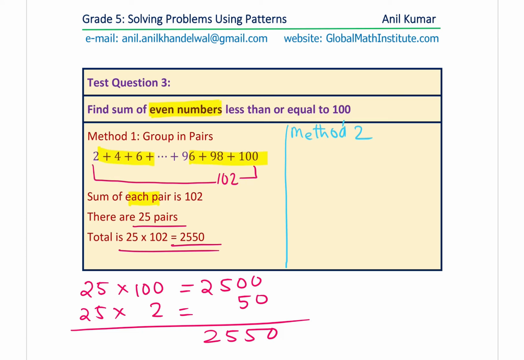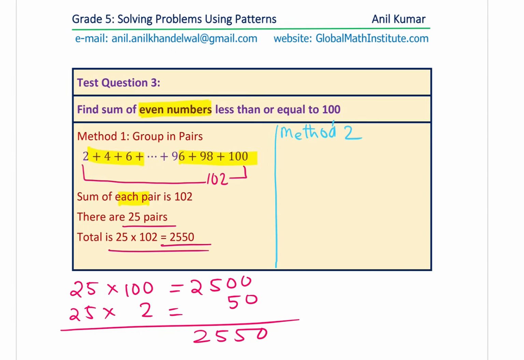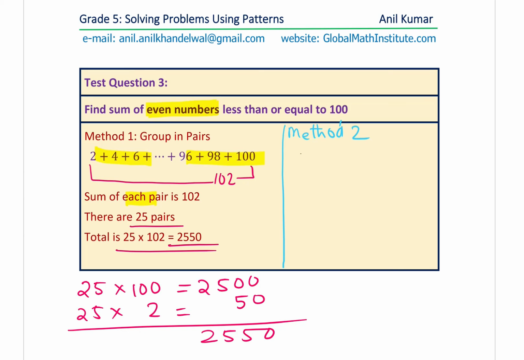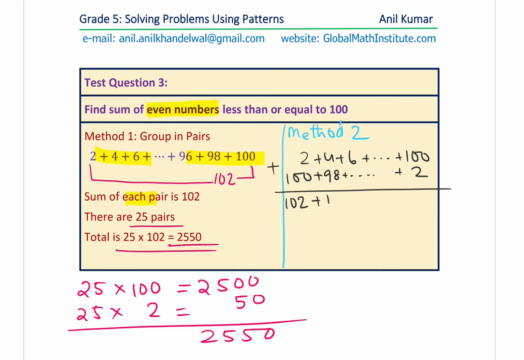Now the other method which we learned was to reverse. So we have this series here, which is 2 plus 4 plus 6 plus so on, let's say till 100. Now if I reverse this, I have 100 plus 98 plus so on and 2 at the end. So if I add them up, I get 102 plus 102 and so on till the last one. Now we have how many of these? Well, we have 50 of these, right? So that comes to be 50 times 50.